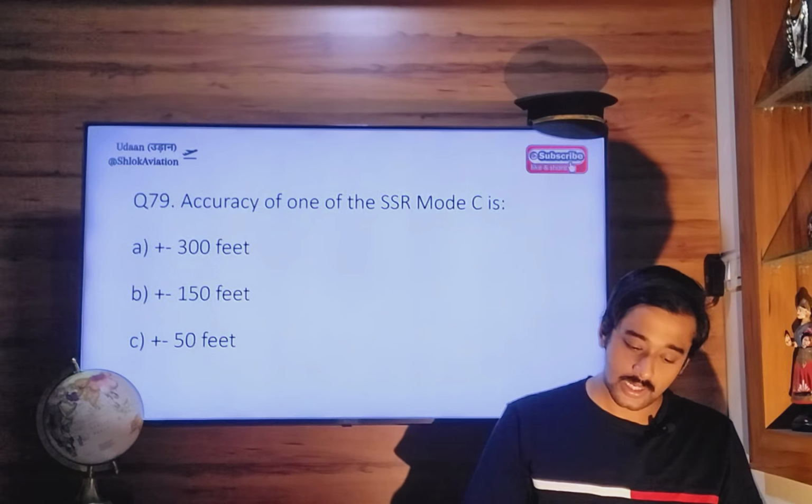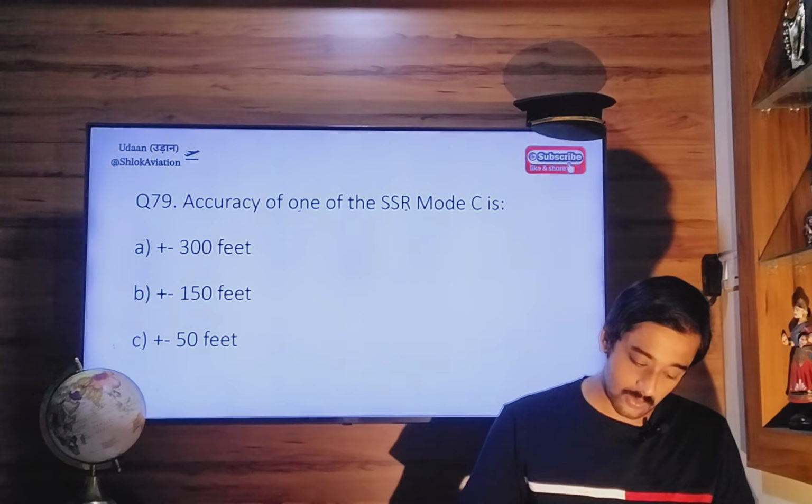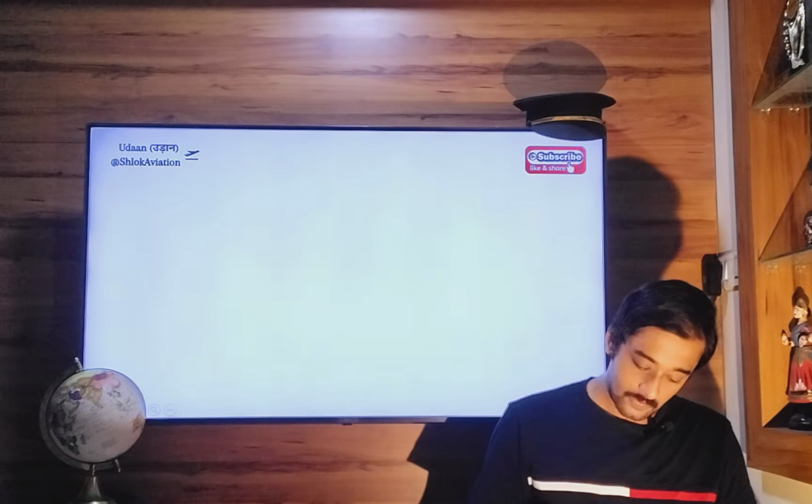Next, accuracy of one of the SSR mode Charlie transponder is what? So accuracy is plus minus 50 feet. Now let's say this is your transponder.